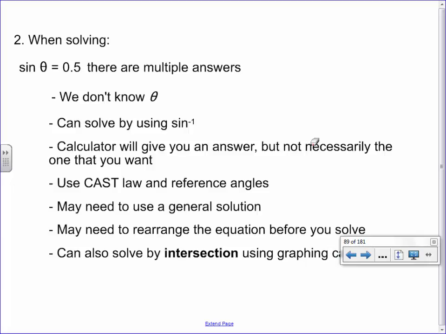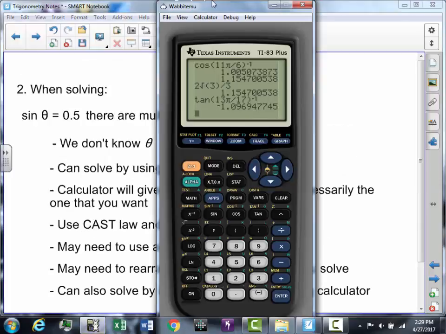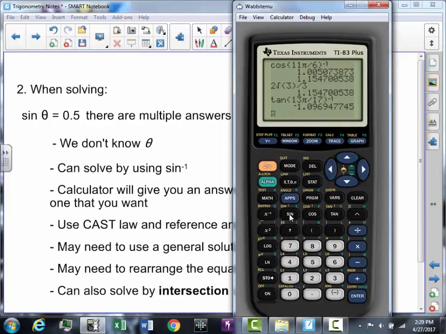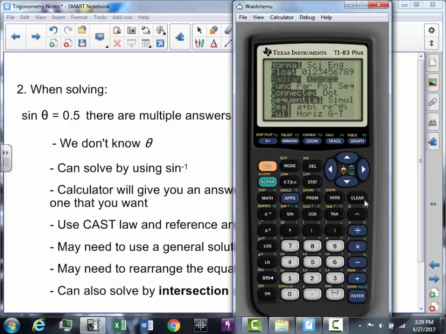So because of this, you can try to solve using the inverse sine, but I like this way I phrase this here. The calculator will give you an answer, but it may not necessarily give you the one you want, or if you want to add on to it, it may not give you all of the answers you want. You were doing this yesterday when we were talking, because you were just doing the inverse sine, which there's nothing wrong with that. If I were to ask you when sine of theta equals 0.5, nothing wrong with going inverse sine 0.5. Let's do it in degrees, though. Degrees will be a little bit easier to see.